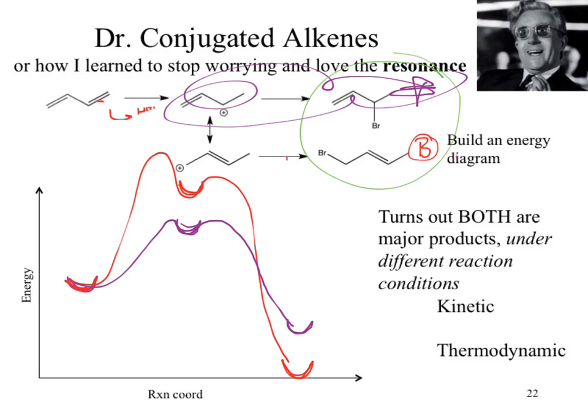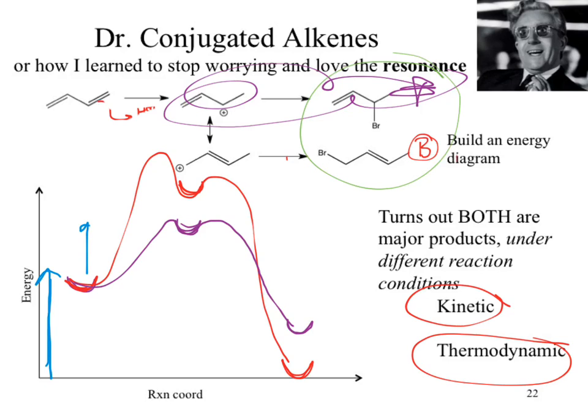What are our conditions coming at? Kinetic versus thermodynamic. If I run at ridiculously cold temperatures, how much energy would I have? Lot or little? Very little. If I'm now at very low temperatures, very few molecules are going to be able to move up, which means which product do I expect? I'm going to expect the purple product because I now have a very small amount of energy. I can't clear that activation barrier to get over the red one.